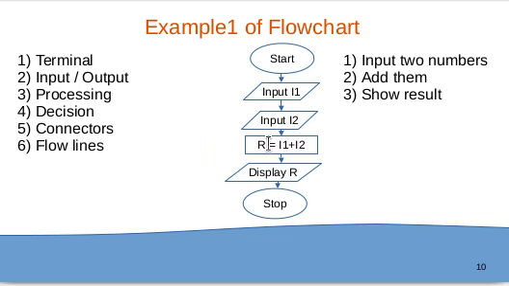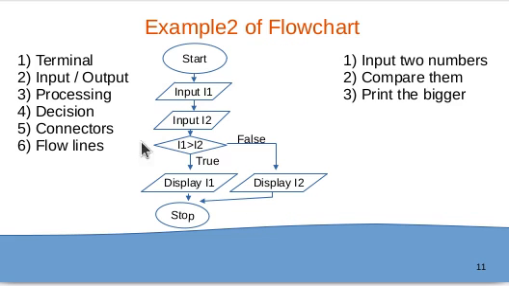Then we are doing some arithmetic operation, r equal to I1 plus I2. So this is the processing step. So we written it in this rectangular shape. After that we will display, so it is output, so we are writing it in this parallelogram shape. Finally stop, and then the flow is going in this way. So this is our first flowchart, and after doing this flowchart we can easily write the algorithm of a program.